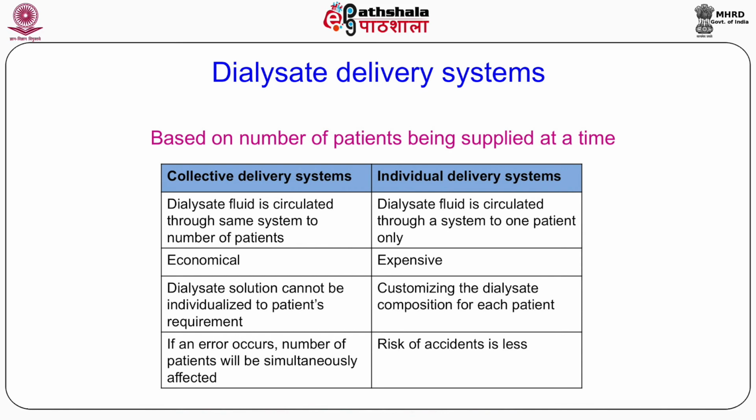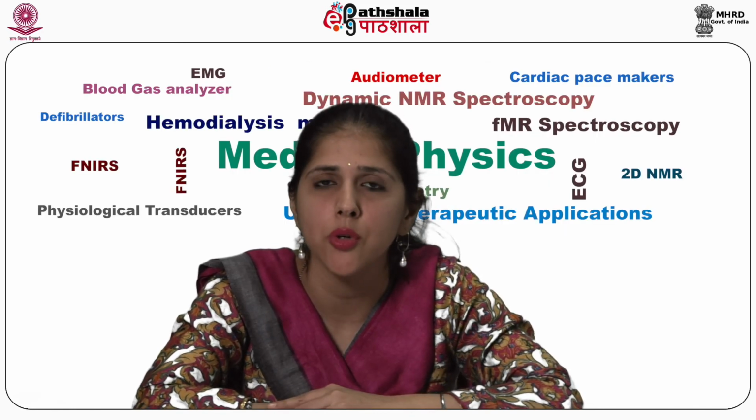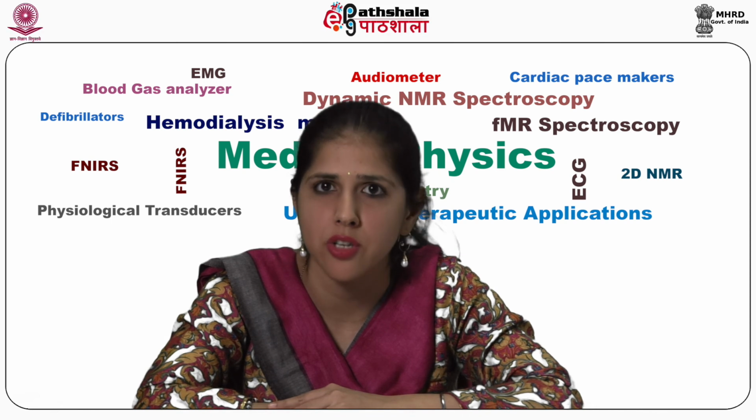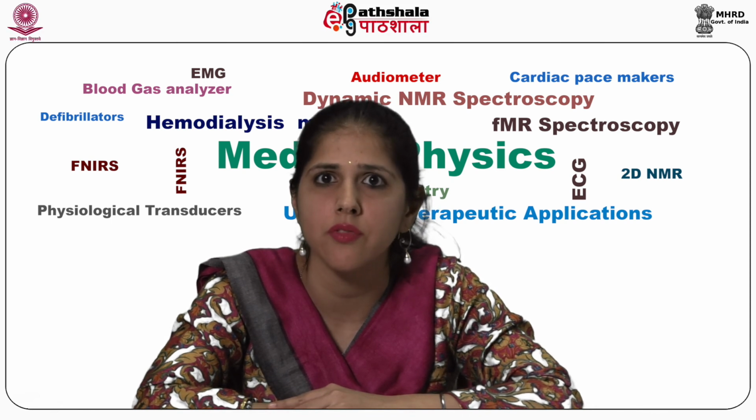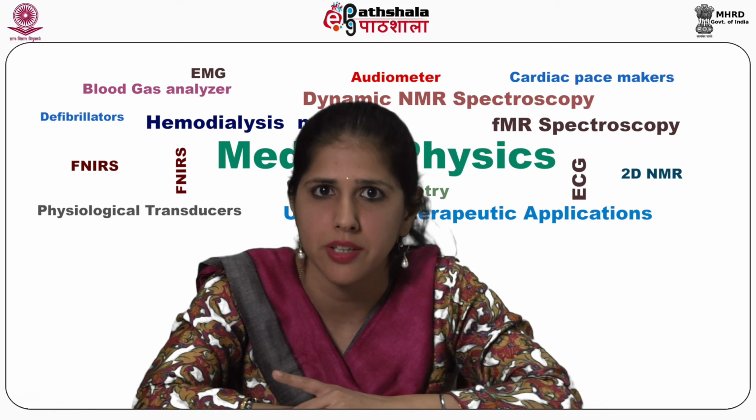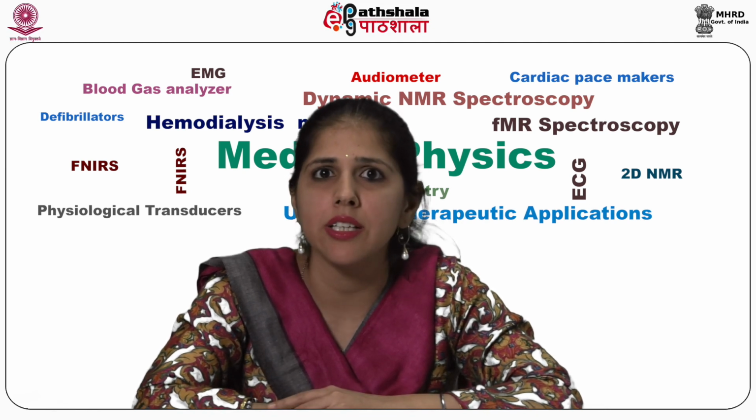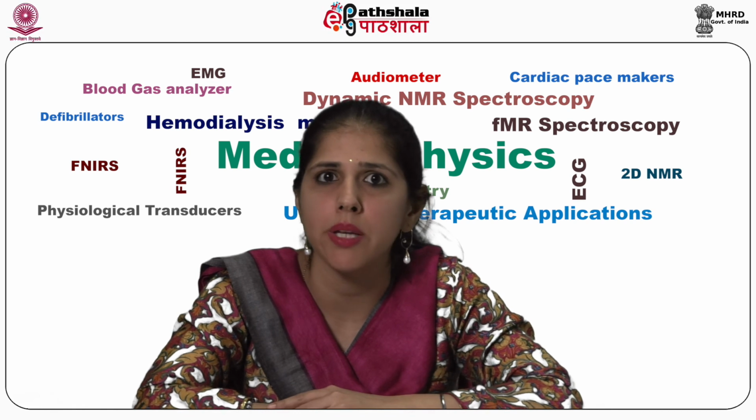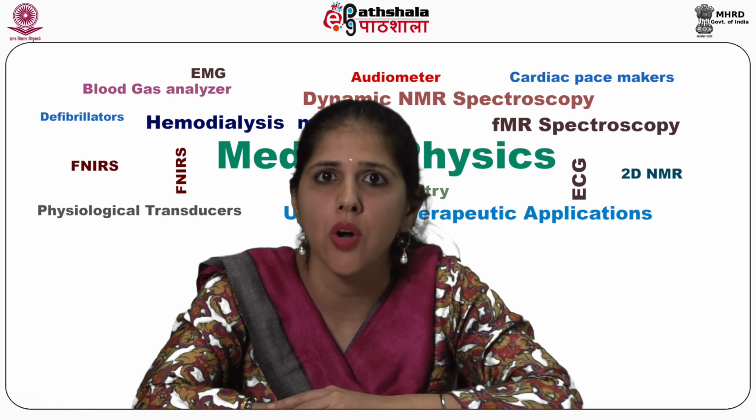We saw an example initially that some patients can have additional electrolyte imbalance or water overload, which is more than the accumulation of urea and creatinine. In that situation, you will have to change the composition of the dialysate solution, which can only be done for a system which is taking care of a single patient at a time. The second thing is that in collective delivery systems, the problem is if there is a source of infection or there is an air leak, all these complications will be affecting all the patients who are being delivered by that particular system, which is not the case for a delivery system taking care of a single patient.